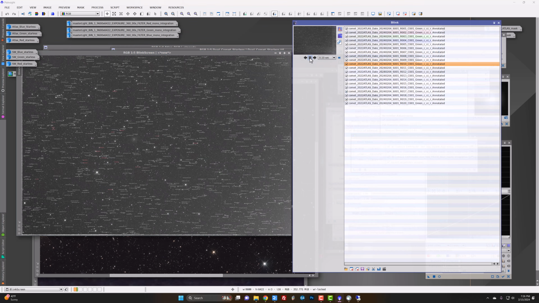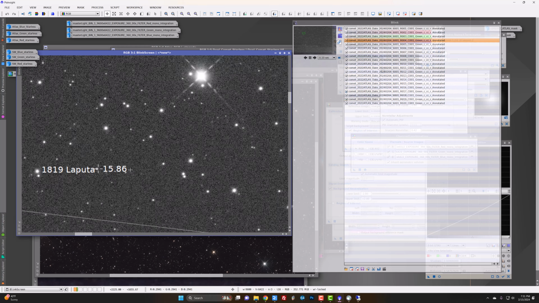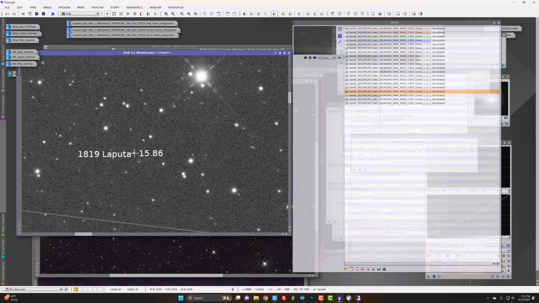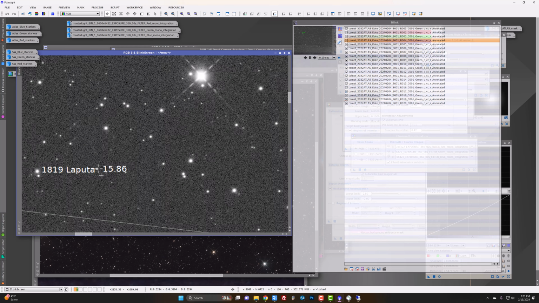Now, if we zoom in, we can see another element of what is going on here. Let's see if I can find one of the asteroids that we were looking at earlier. Okay, here's one, Laputa. This is basically a 16th magnitude asteroid. It is labeled here properly, although you'll find that it's not quite aligned. You'll see that there's a little bit of an error, and then it kind of gets better in terms of the alignment, the astrometric precision.